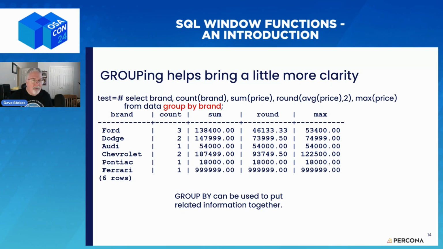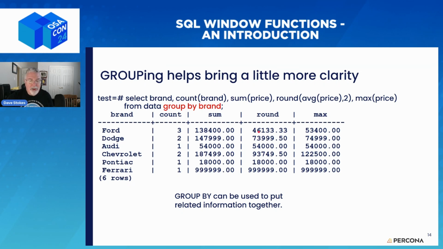So in this example, we find out that we have 3 Fords. The sum of that is $138,400. The most expensive car is $53,400. And if you round out this by 3, you come up with this number.